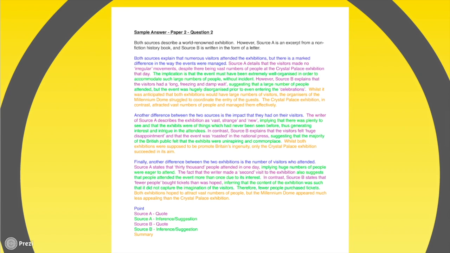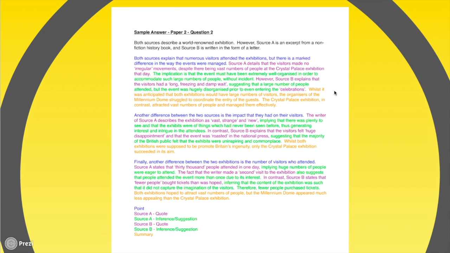And this is where I then need to do my summary. Whilst it was anticipated that both exhibitions would have large numbers of visitors, the organisers of the Millennium Dome struggled to coordinate the entry of the guests. The Crystal Palace exhibition, in contrast, attracted vast numbers of people and managed them effectively. So again, I'm really considering what those quotes suggest about the exhibitions and how they are different.